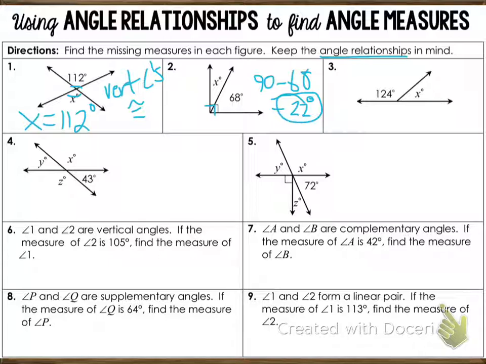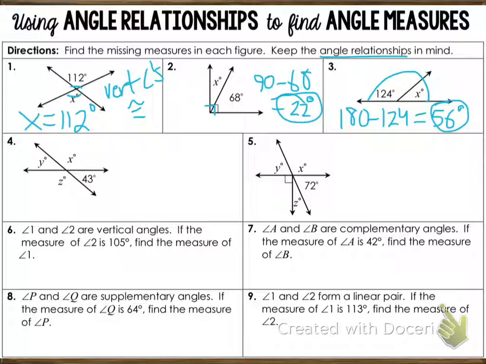Now look at number 3. These fall on a straight line. So these are going to add up to 180. So for this one, you're going to do 180 minus 124. And when you solve for that, you get 56. So x is going to be equal to 56 degrees.